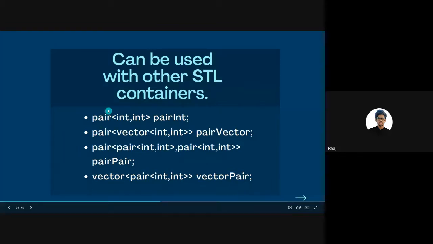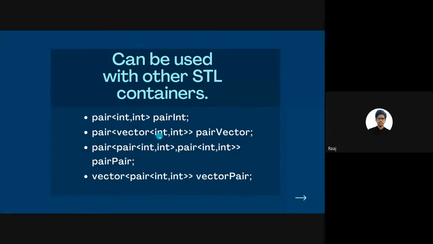As you can see, I have four different lines. The first line has two integers. The second line has a vector inside the pair. The third line has two pairs. And the fourth line has a vector and a pair inside it. Now, we'll see how it's going to work, but just hold on a minute.